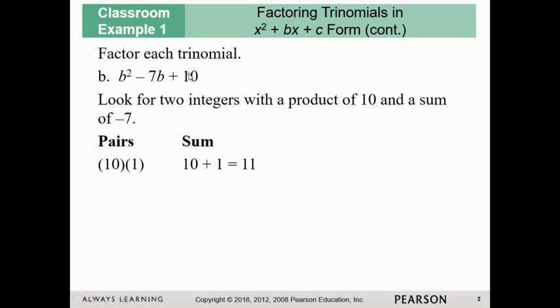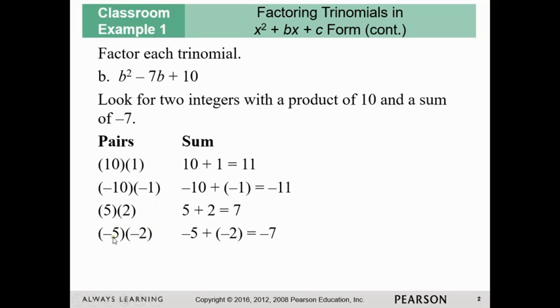So 10 and 1 gets us to 10, but when we sum them, it gets us 11. -10, -1 gets us to +10, but when we sum them, it gets us to -11, which is not -7. 5 and 2 do get us to +10. They get us to 7, but we need a -7. So we're going to continue on looking for pairs of numbers. Notice -5, -2 gets us to +10, and we can sum those up to get -7. So there we found our factors.